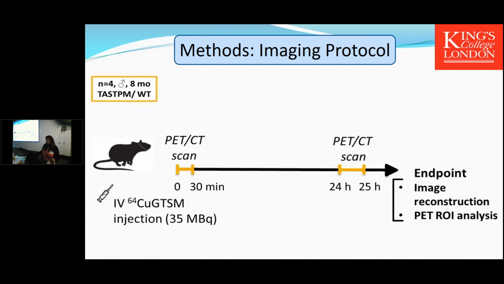The imaging protocol is as follows. We injected the mice intravenously with copper-64 GTSM, about 35 megabecquerels, and we did an immediate scan on our Imedito PET-CT system. We imaged from 0 to 30 minutes, and then we allowed the mice to recover, and we re-imaged 24 hours later, and then we culled the mice. And we did image reconstruction and the PET ROI analysis.